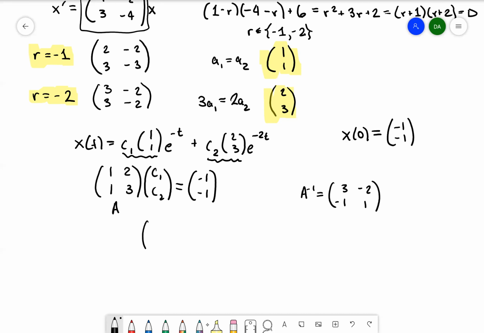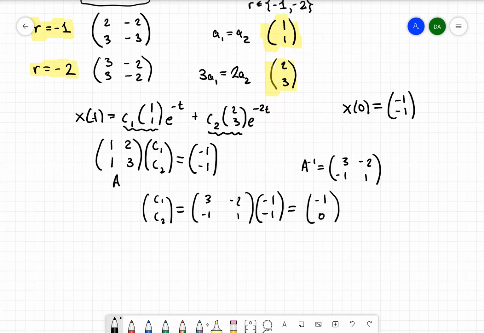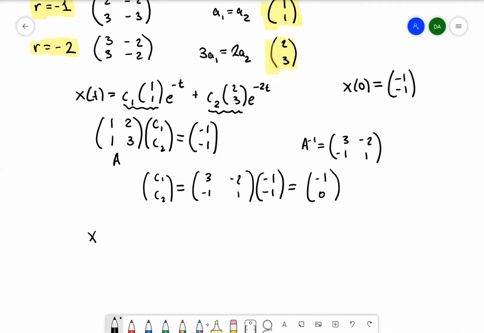And if I want to get C1, C2, this is just going to be (3, -2; -1, 1) times (-1, -1). What do I get for this? I get -3 plus 2, -1, and then I get 1 minus 1, 0. In fact, in this one, what we get is that our specific solution is going to be -1 times (1, 1) e to the minus t. Barring the very real possibility that I've made some mistakes.